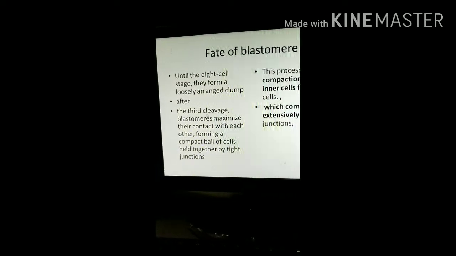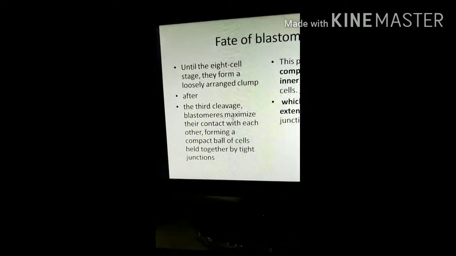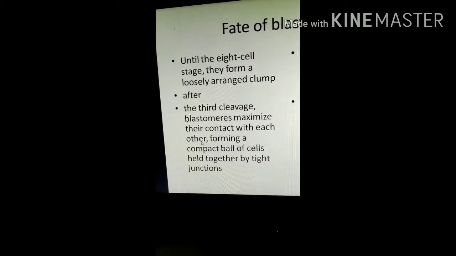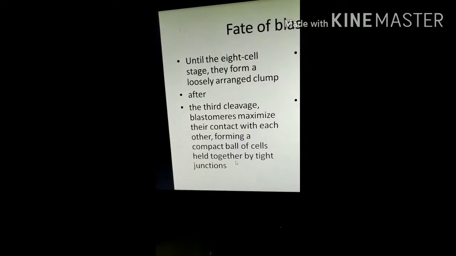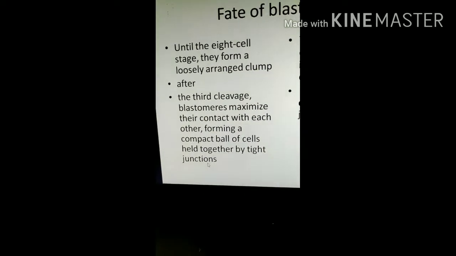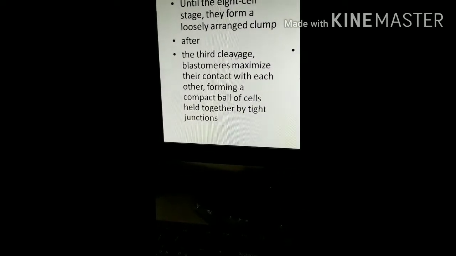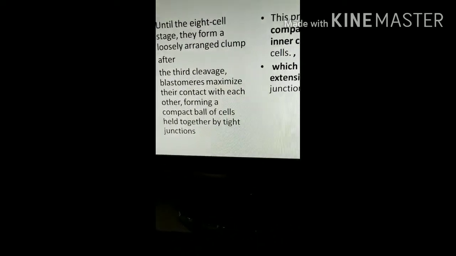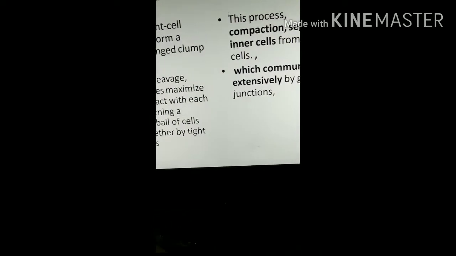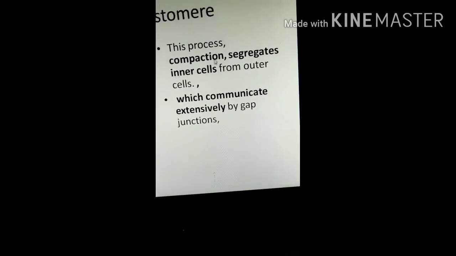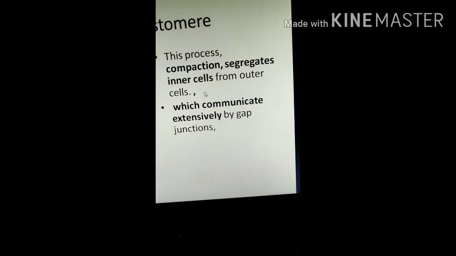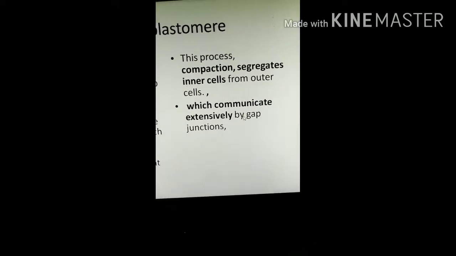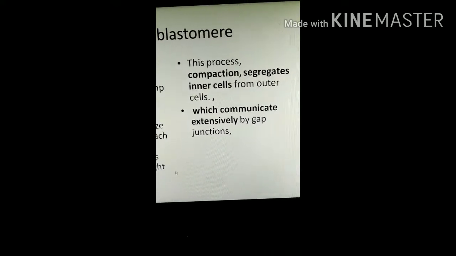After the third cleavage, the blastomeres maximize their size and contact with each other, forming a compact ball of cells held together by tight junctions. You should remember: third cleavage, blastomeres at maximum size, held together by tight junctions. Now there is a process of compaction. It segregates the inner cells from the outer cells, and now they communicate extensively by gap junctions.